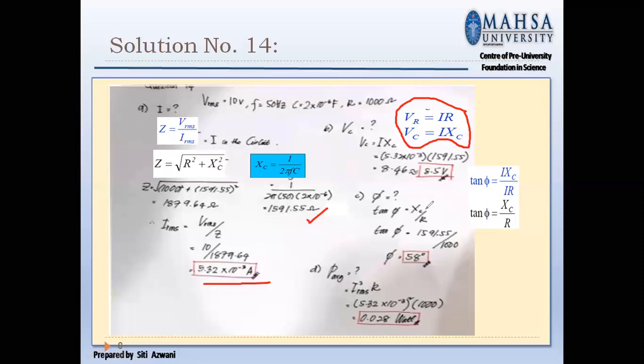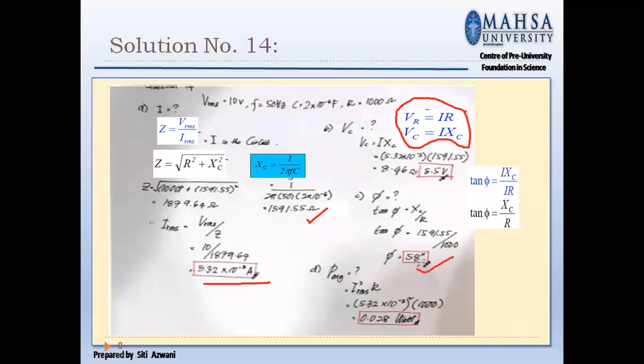Next, question C, you want to calculate the phase angle. You can refer to your question. You have a formula, XC over R, for the angle. So you got tan phi equal to 10, so solve for the phi here. You got 58 degrees.